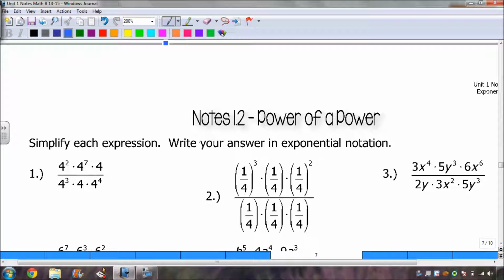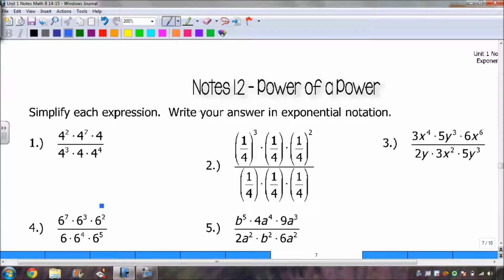Lesson 1.2 is on the power of a power. So the first 5 questions are just a little bit more on what we learned in the last video. So we'll see if you remember how to do this stuff. In question number 1, the directions ask us to simplify each expression and then write your answer in exponential notation.